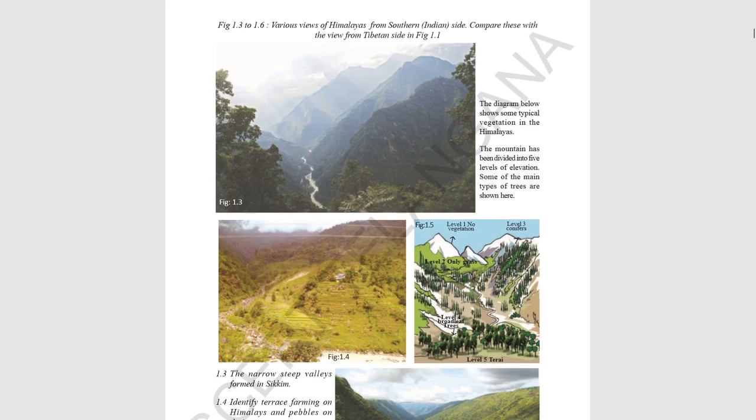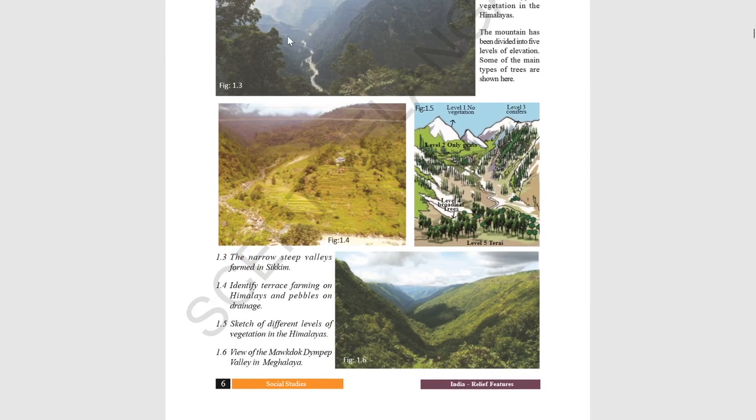Various views of the Himalayas from the southern India side, and the view from the Tibetan side. Okay, 1.3. This one is about the narrow steep valley formed in Sikkim. Narrow steep valley, see here.